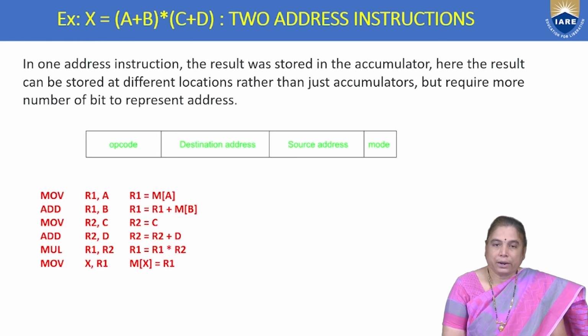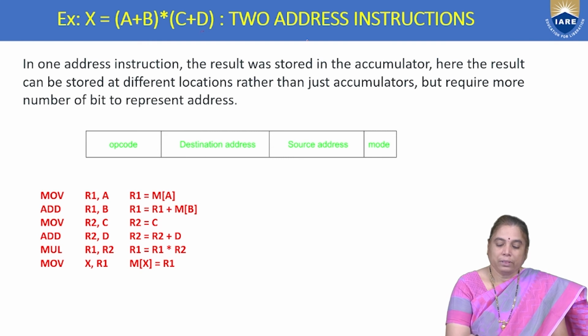Next is two address instructions. Here the user can have the facility to specify two explicit addresses. Let's see how the same expression can be evaluated with the help of two address instructions.